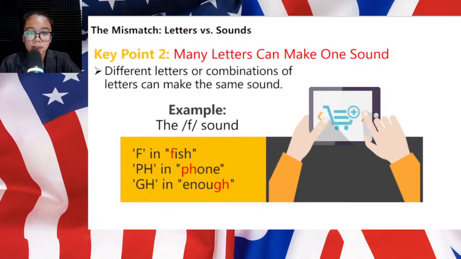Next, many letters can make one sound. For example, the F sound can be written in different ways. Of course, the first one is the letter F itself, for fish. We can also use PH, as in phone, and also GH, like enough. So that's what makes it tricky, because different letters or combinations of letters can make the same sound.